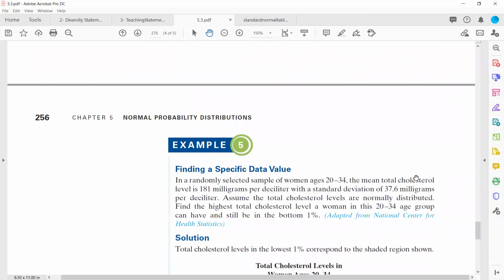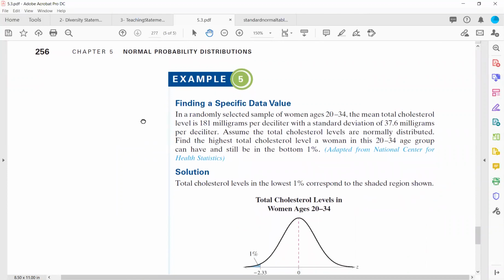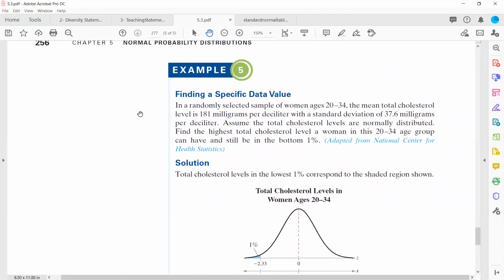Next example, finding a specific data value. In a randomly selected sample of women ages 20 to 34, the mean total cholesterol level is 181 milligrams per deciliter, with a standard deviation of 37.6 milligrams per deciliter. Assume the total cholesterol levels are normally distributed. Find the highest total cholesterol level a woman in this 20 to 34 age group can have and still be in the bottom 1%.